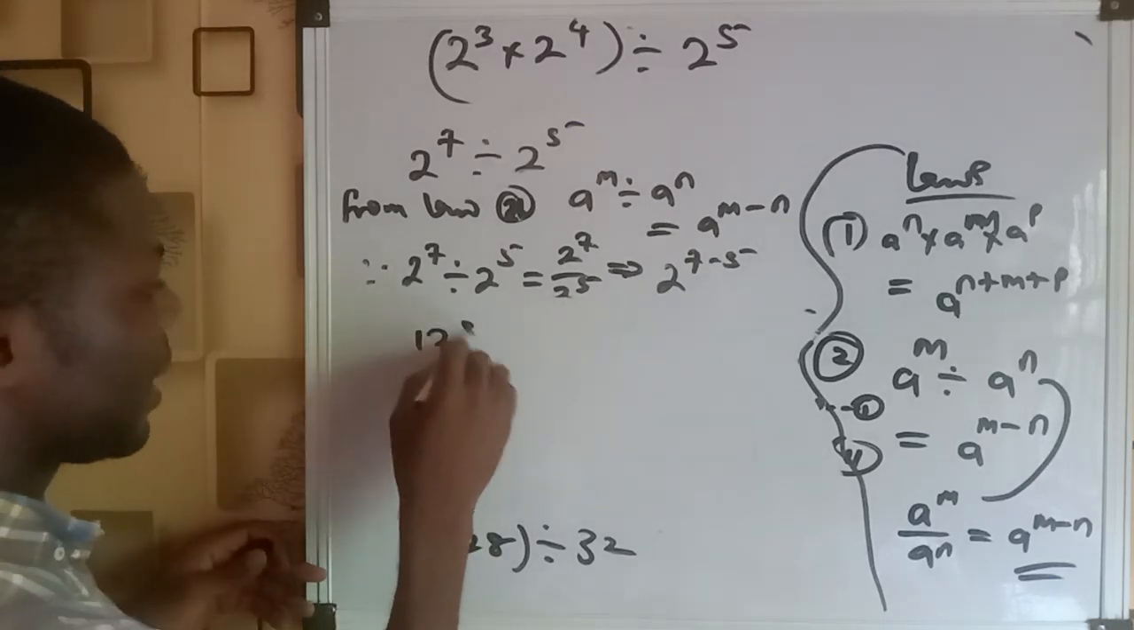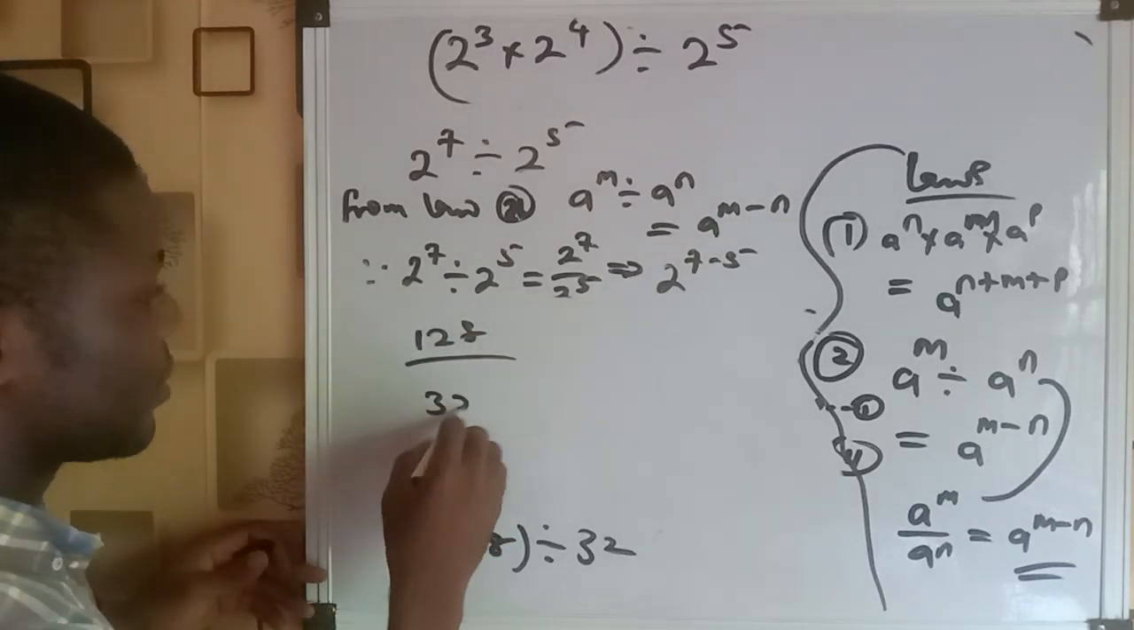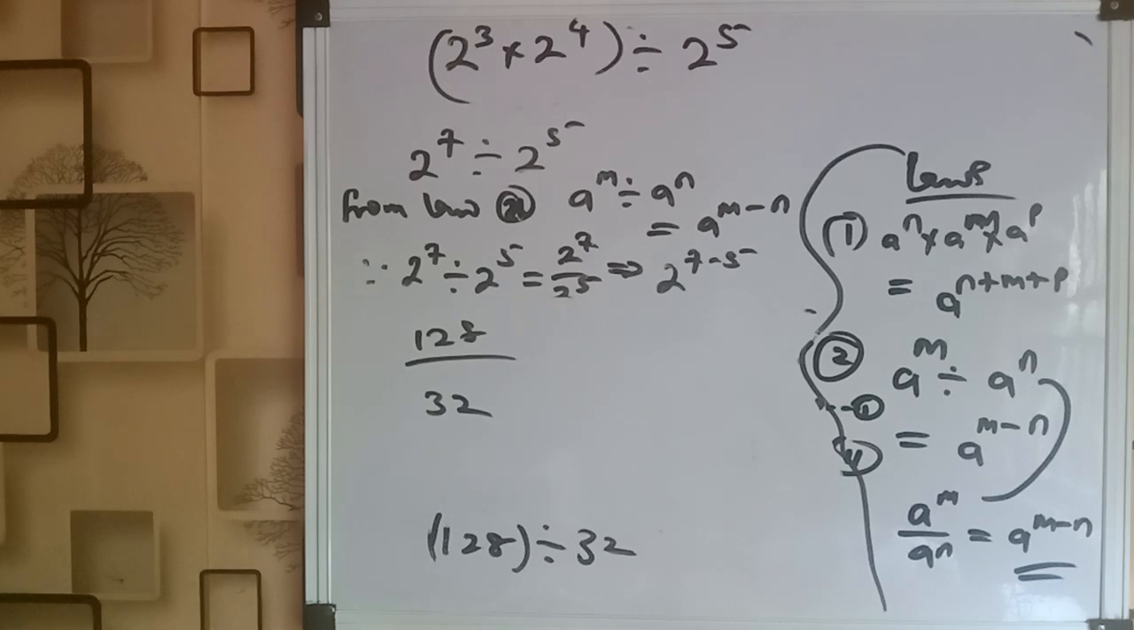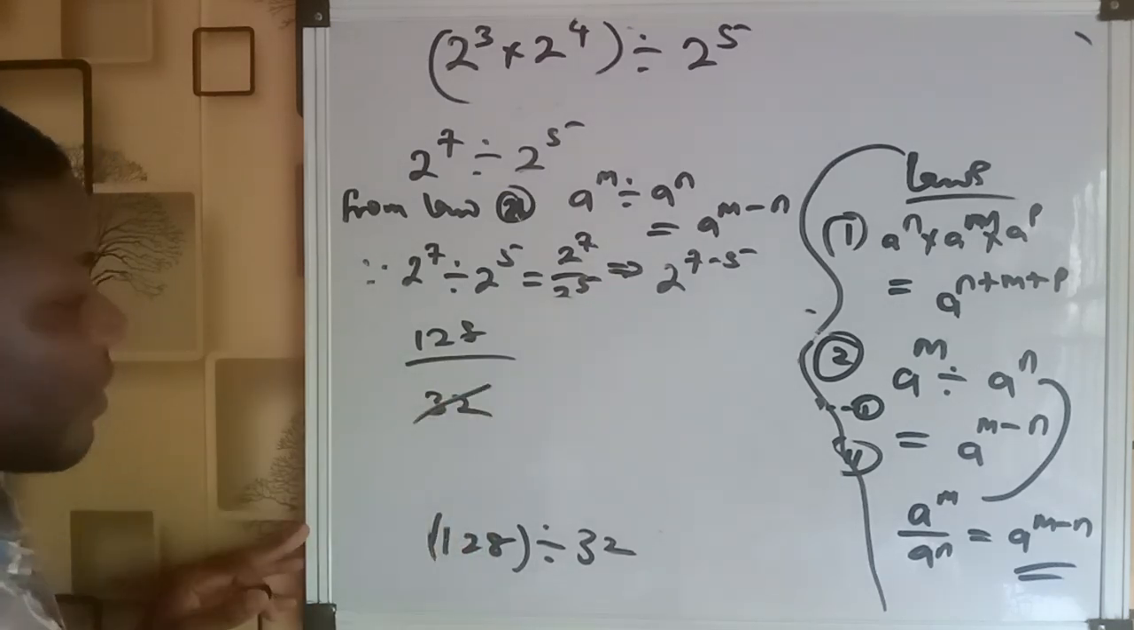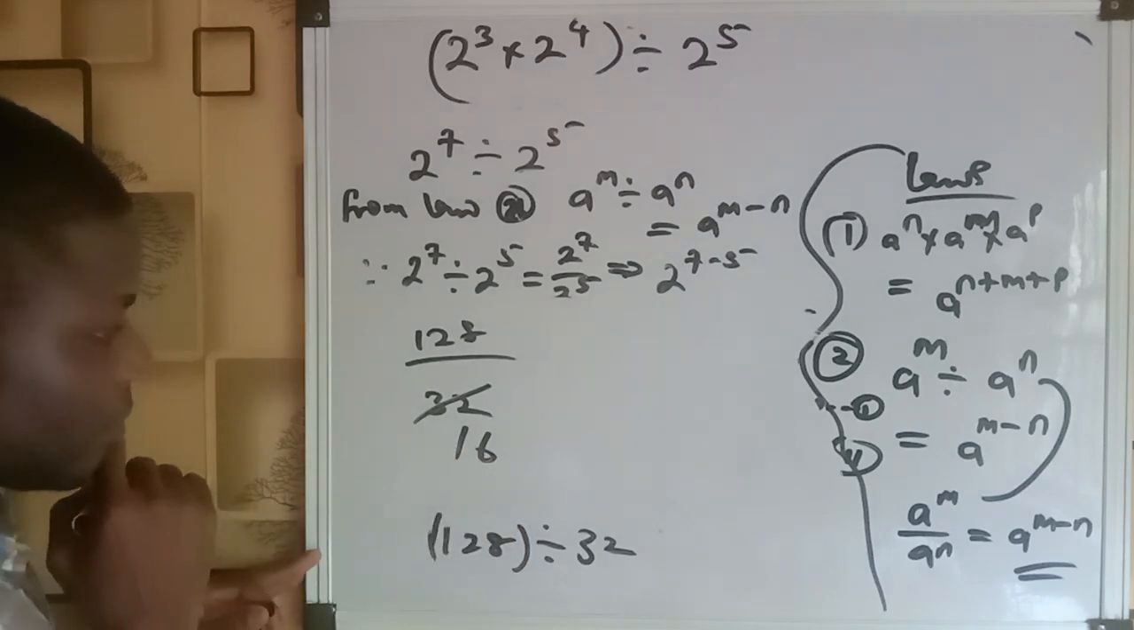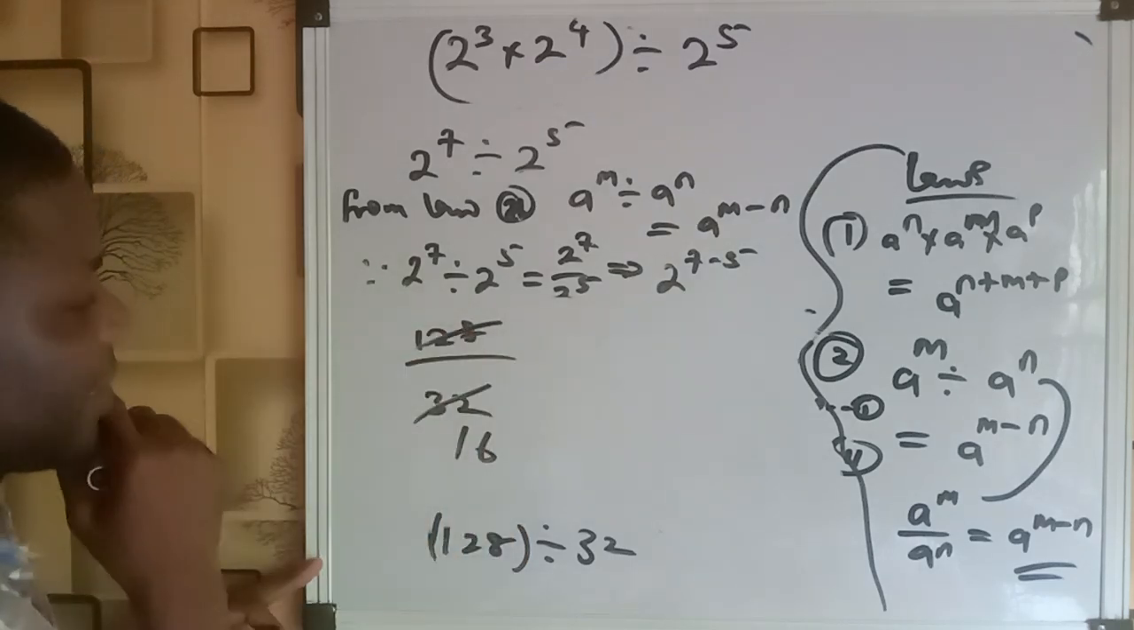So you have 128 over 32. Okay, let's break it down. Let's start dividing using 2. You have 16. If 2 divides this, what do we have?